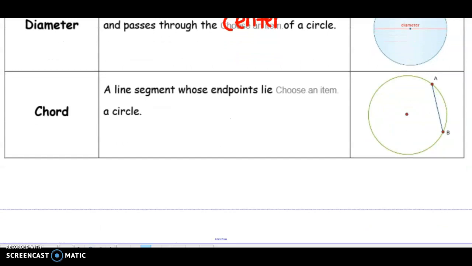A chord is a line segment whose endpoints lie on the circle. So notice how point A is on the edge of the circle and point B is on the edge of the circle. When you connect points A and B, we have a chord.